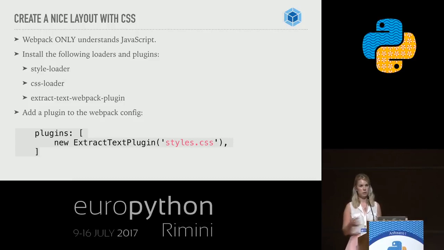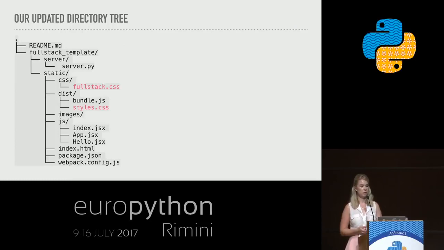If you don't extract it and attach it separately, you're probably going to have your UI rendered after all your JavaScript has been rendered, which is going to have very weird side effects. So we need to add a plugin, which is the extract plugin. And the name in pink you can see there is what we've decided to name our bundled CSS file. And that is what it's going to look like in our directory tree.